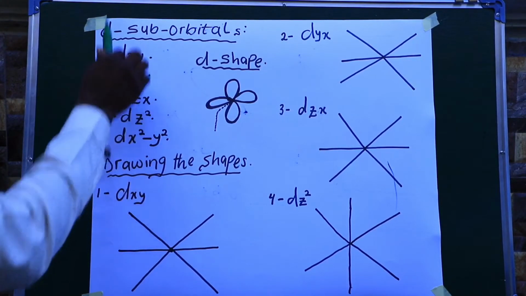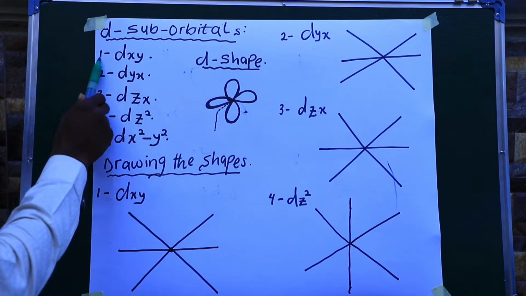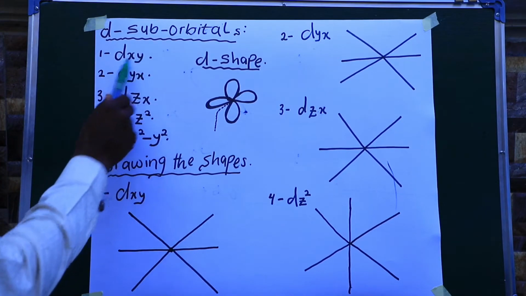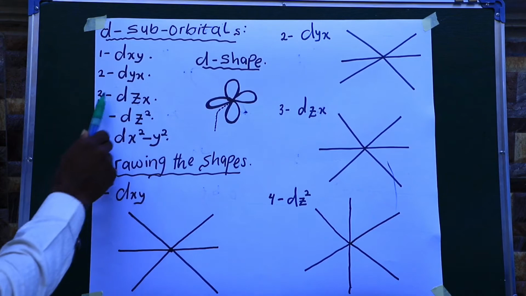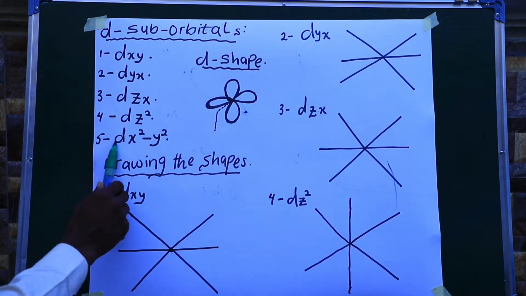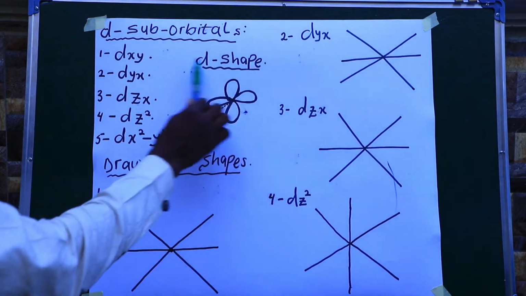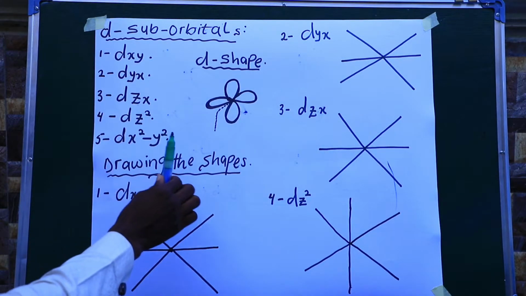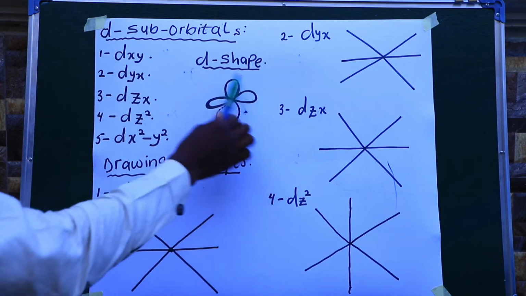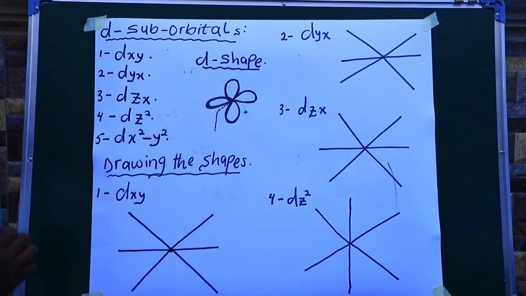D orbitals have 5 suborbitals. Here they are. Number 1, dxy. Number 2, dyz. Number 3, dzx. Number 4, dz square, and number 5, dx square minus y square. And this is the shape. The shape is clover leaf in shape. It looks like a flower. This is the clover leaf shape.